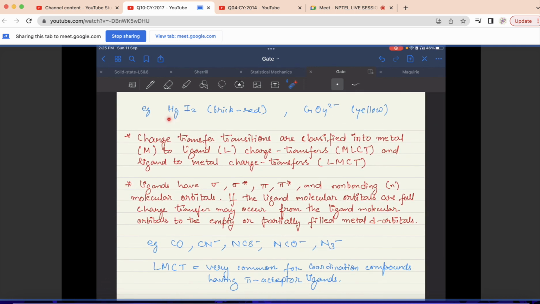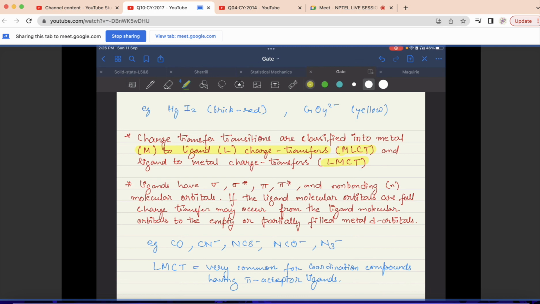And the examples are mercury iodide (HgI2), which is brick red in color, and CrO4 2-, which is yellow in color. And the charge transfer transition, the CT transition, is actually classified into metal to ligand charge transfer, so MLCT, or ligand to metal charge transfer, or LMCT.